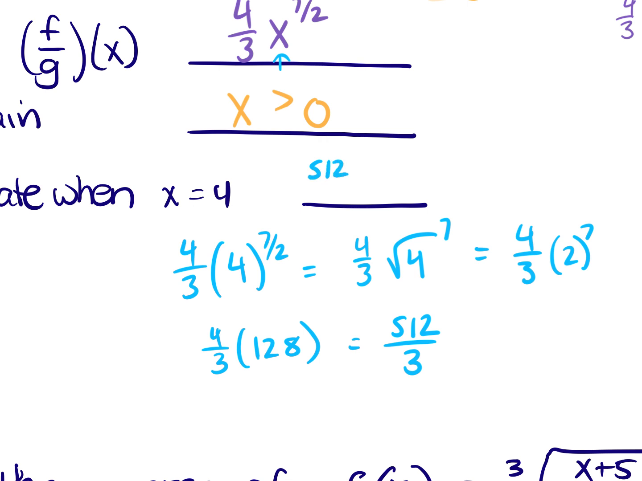So it would be 512 over 3, or you could divide it, and you would get 170.66 repeating, or you could say 170.67 if you rounded it. That would be fine too. Either one of these answers would work.